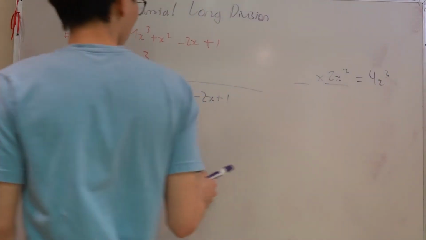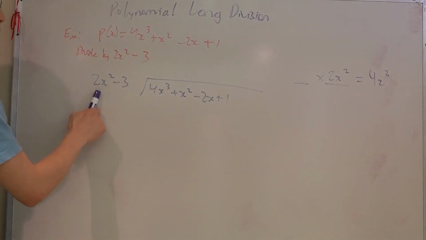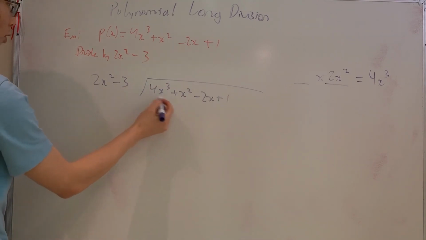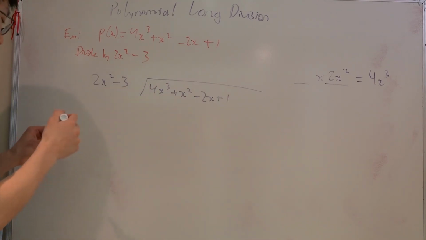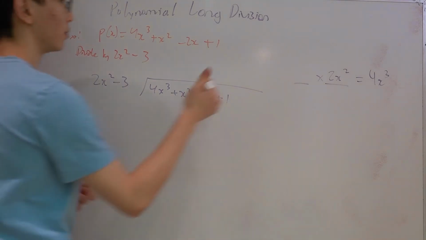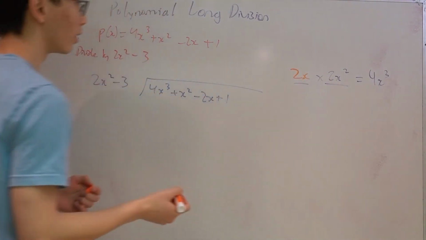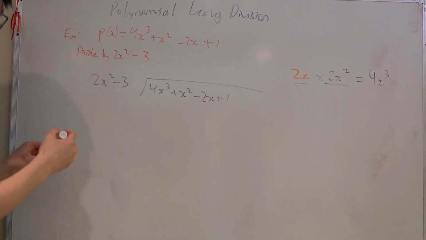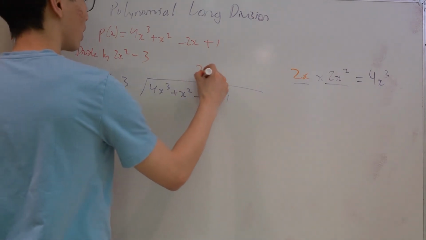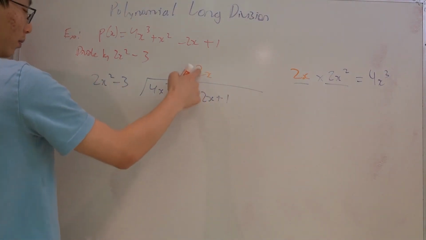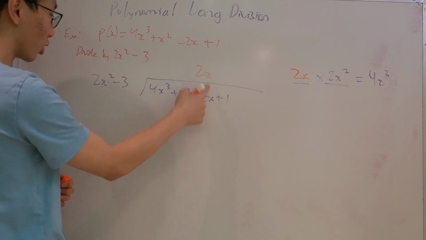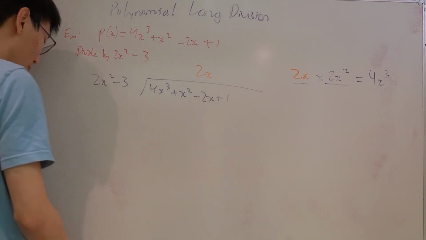Alright, remember our first question is, what times 2x squared gives me 4x cubed? Because this is the first term, right? So if you think about it, it's 2x. Ah, the orange is showing up. Great. So we put the 2x here. I like to put it right above the same terms, like these are all the x terms. It's just a way for me to keep organized.